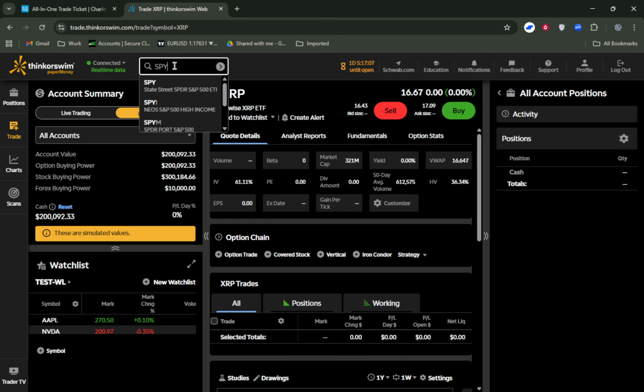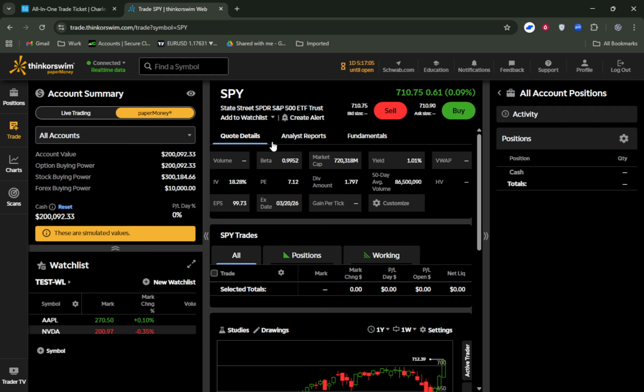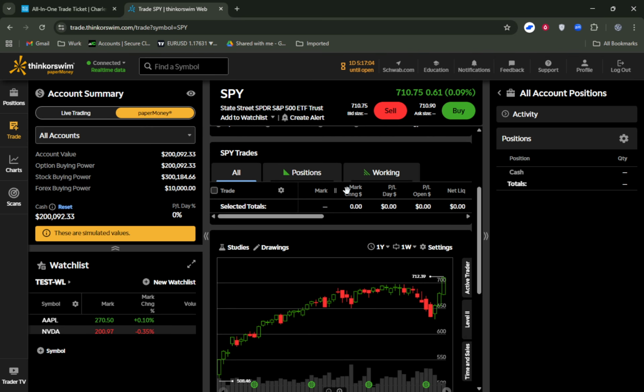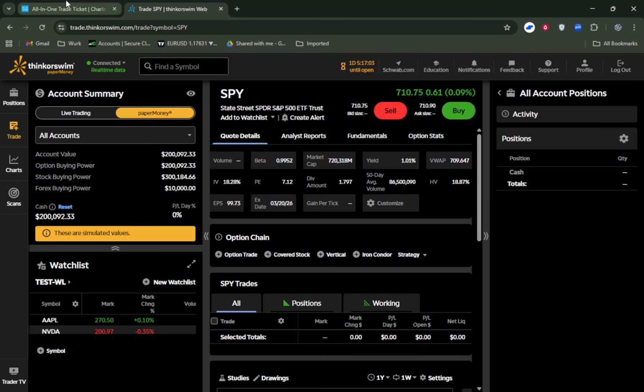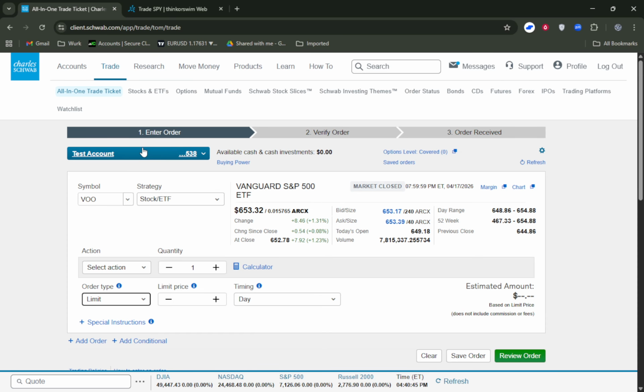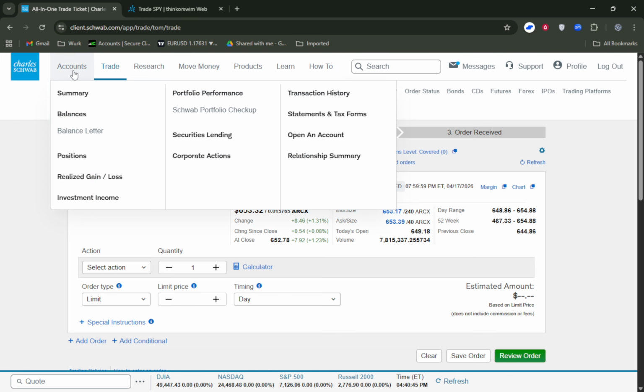Finally, monitor your account occasionally, but don't overreact to headlines or short-term swings. Stick to your plan and let compounding do the heavy lifting over the long run. That's it. You're ready to invest with confidence using your Charles Schwab brokerage account.